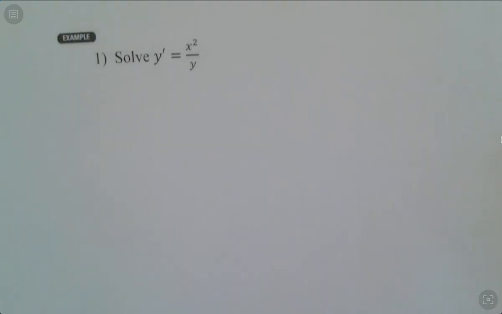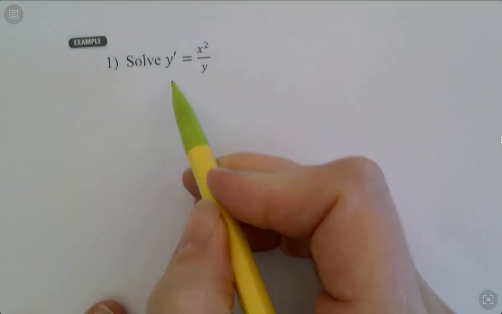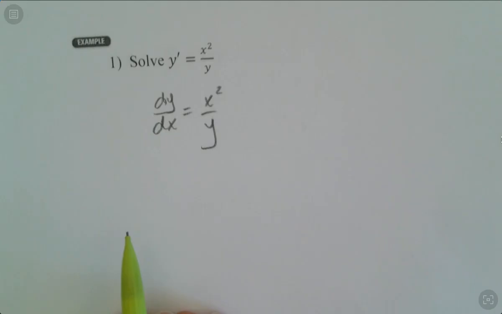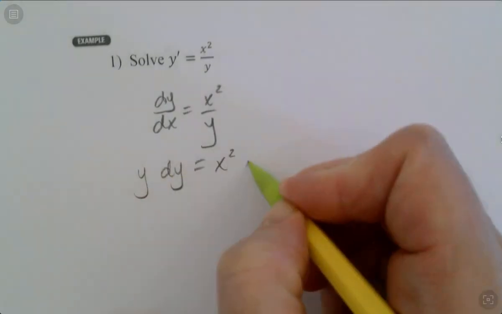Okay, so the first thing I'm going to do is change my notation from y prime to dy dx. And now I want to separate, so I want all my x's on one side, all my y's on the other side. Yeah, so it's sort of like cross multiplication. So on the left-hand side, I'm going to have y dy, on the right-hand side, x squared dx.